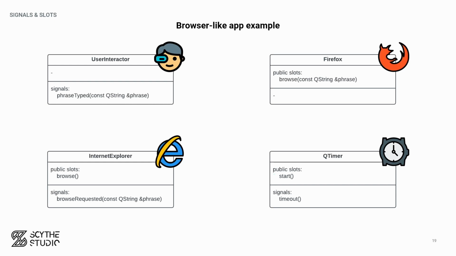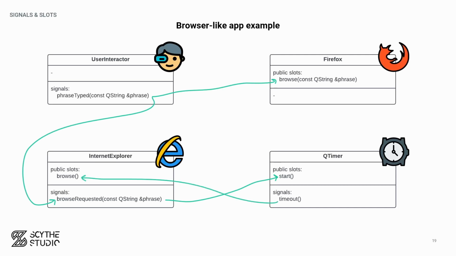In our example, the signal phraseTyped will trigger both Firefox's browse slot and also InternetExplorer's browseRequested signal. As we want to implement the delay, the emitted browseRequested signal will start the timer. And after 10 seconds, the timer will emit a timeout signal, and this is connected to InternetExplorer's browse function.